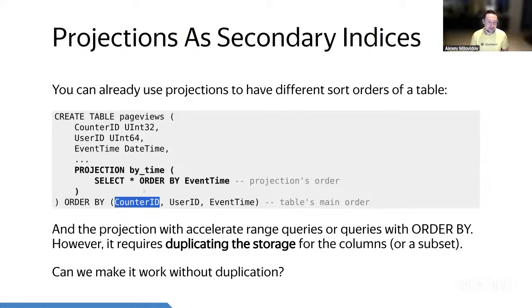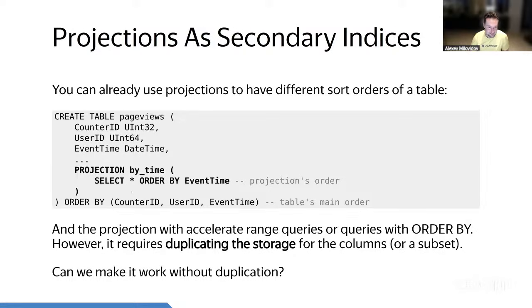But sometimes you want to do range queries by event time, regardless of the counter ID. And for this reason, you can create an ordering projection with all of the columns from the table, but ordered differently. And if you do range queries by event time, these queries will use the projection. The downside, it will physically duplicate the data. The table will take twice more space on disk, which is not really nice.